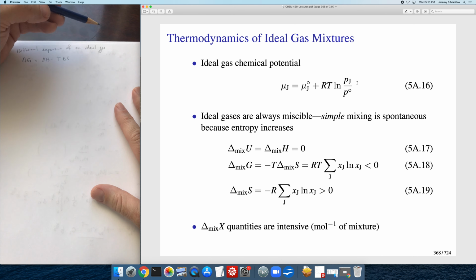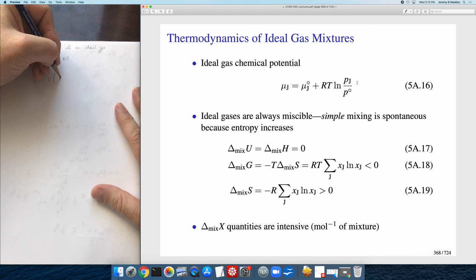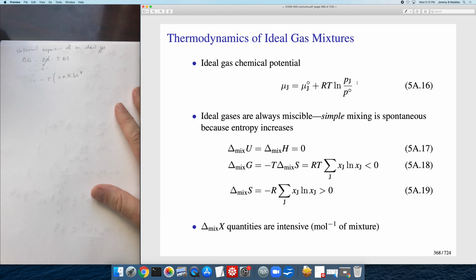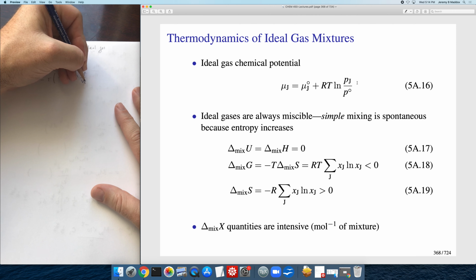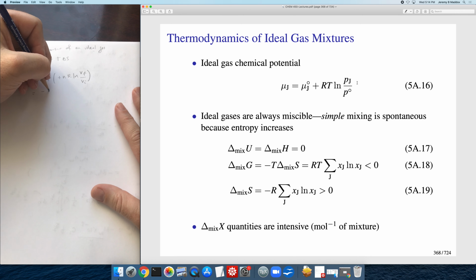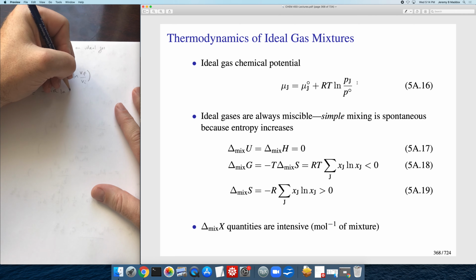For an isothermal process involving an ideal gas, we know that delta H is 0, and then you may or may not recall the formula for delta S. I'm sure you've worked with it. It is plus nR natural log of VF over VI, final volume over the initial volume. And so we get delta G equals minus nRT natural log of VF over VI.